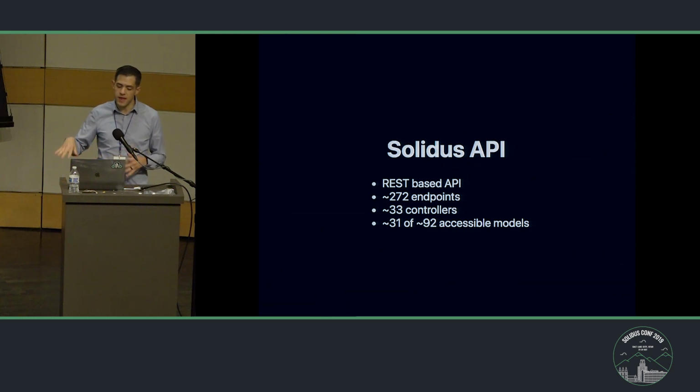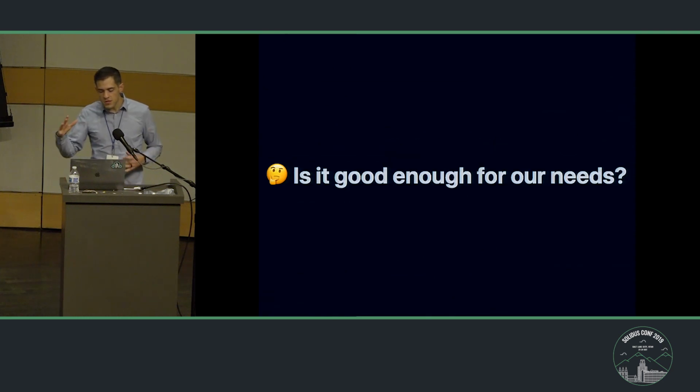So it's REST-based, and there are something like 270 endpoints currently available with vanilla Solidus, spread over about 30 controllers. If you look at the models and take out all the through tables, about a third of the models are accessible directly with the API. So our real question is: is it good enough for all of those things? Can we really do all of those things with the API? How good is it really?